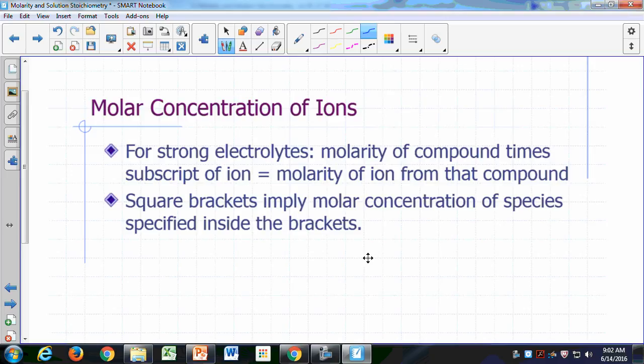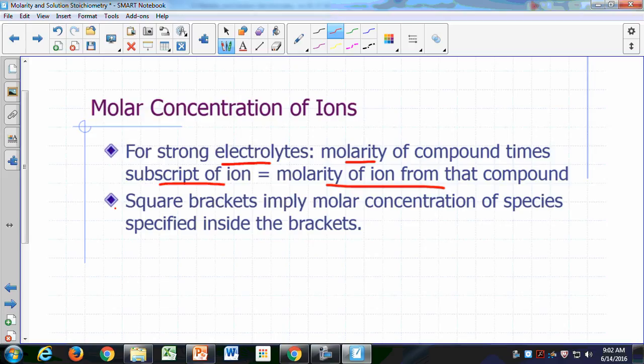Oftentimes, we're just interested in the molar concentration of specific ions in our solution. So when you're dealing with a strong electrolyte, for example, all you really need to do there is multiply the molarity of the compound from which the ion comes from by the subscript of the ion so that you can get the molarity of that particular ion from that compound.